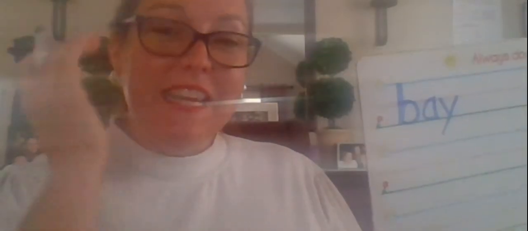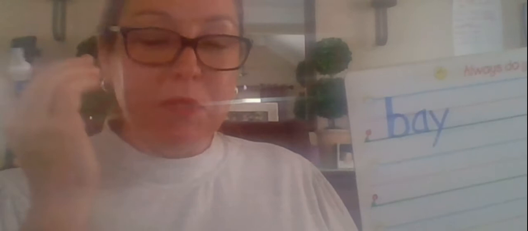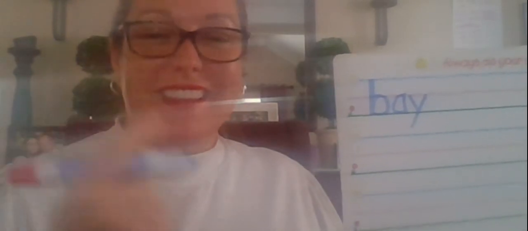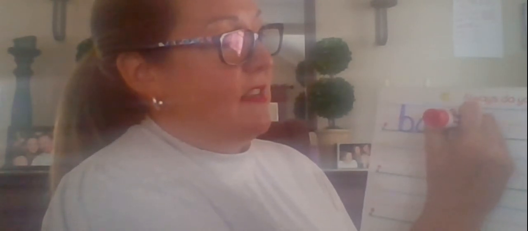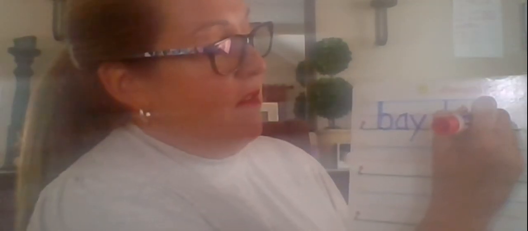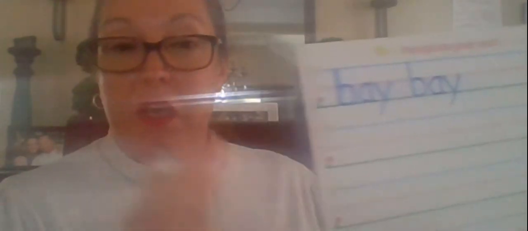Bay. Seeing it written and actually writing it helps my brain process it and know how to spell it. I might write it more than once. I'm going to write it one more time and say the letters as I do it. B, down, up and around. A, around and down. And Y, slant in, slant down. Bay. Okay, that is how I'm going to do my word work today.